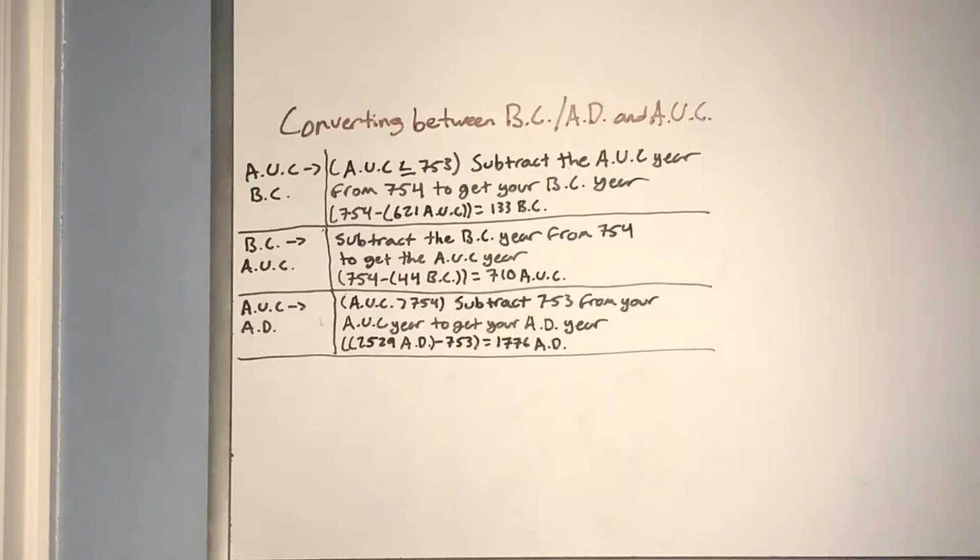Now let's say that you want to go A.U.C to AD. After I've made this picture, I realize that I made a mistake, and I'll point that out when I get to it. So this would be when your A.U.C is greater than 754. Here, you do, in fact, subtract 753 from your A.U.C year to get your AD year. Here's the mistake. It shouldn't be 2,529 AD, it should be 2,529 A.U.C. So take 2,529 A.U.C, subtract that by 753 to get 1776 AD.